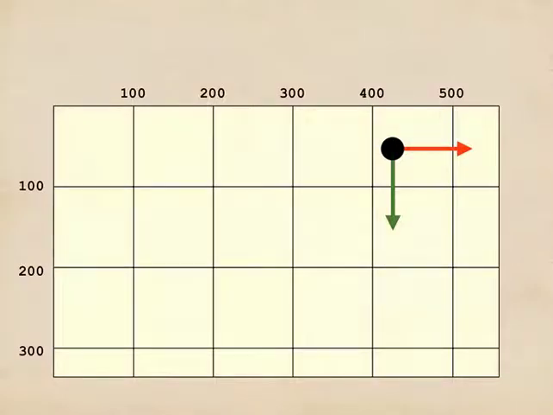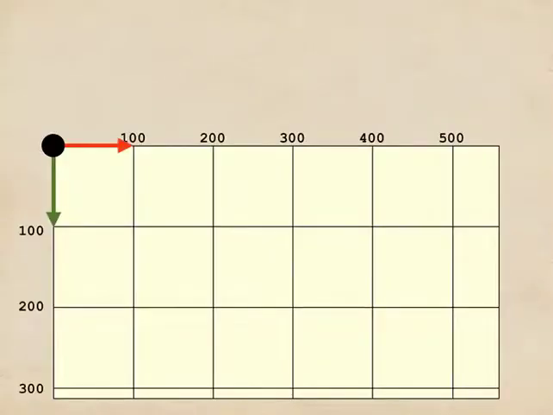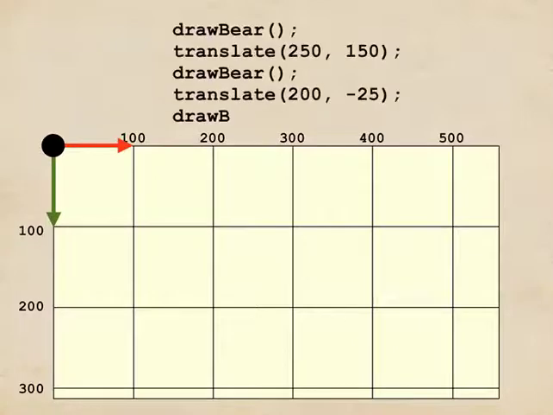Let's use this to draw some bears. Here's our coordinate system, and here's the code that I'm going to execute inside of draw to draw my bear. I'll assume we've already done all the setup stuff and we have a background color and all of that. And these are the 5 lines that are really interesting. You'll notice that translate appears twice and drawBear appears 3 times.